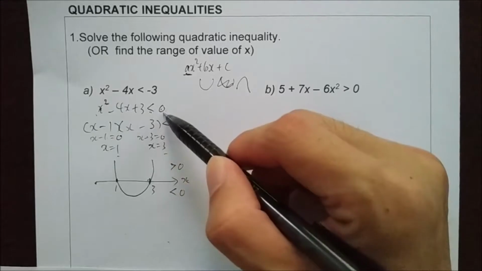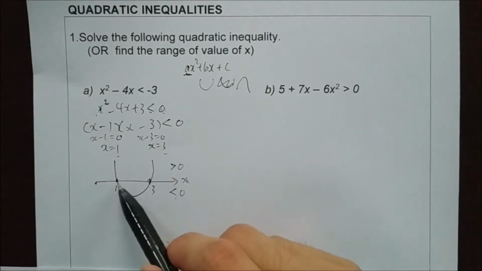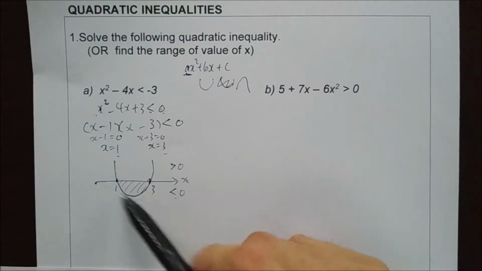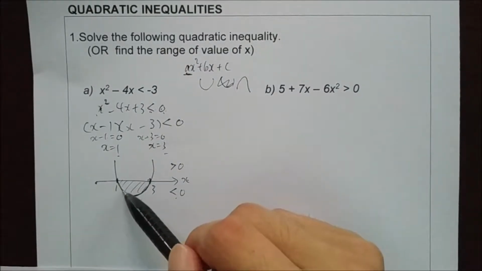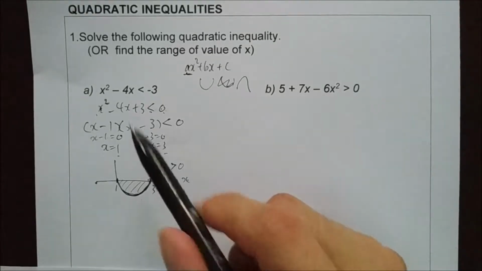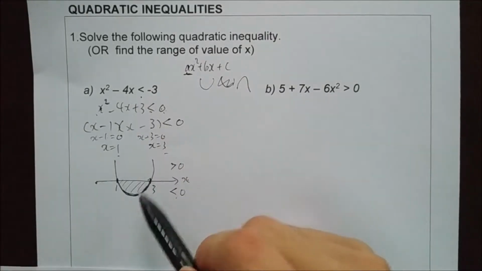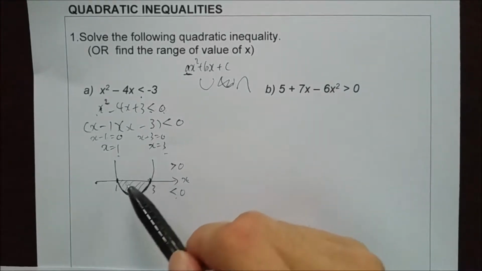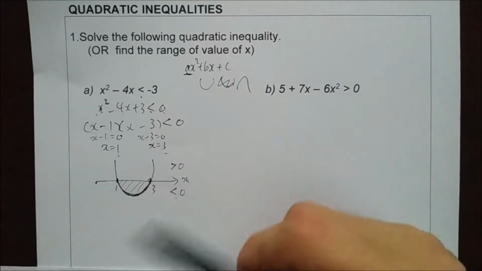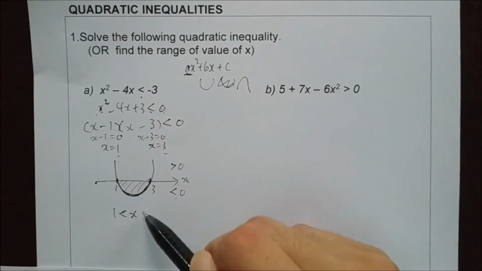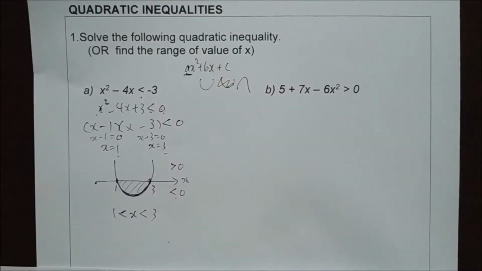So since here is less than 0, we look at the lower part of this graph, the area bounded by the curve, meaning that the range of x along this curve is the value of x that satisfies the inequalities. So the value of x along this line will be x from here to here, means x is greater than 1 and less than 3.